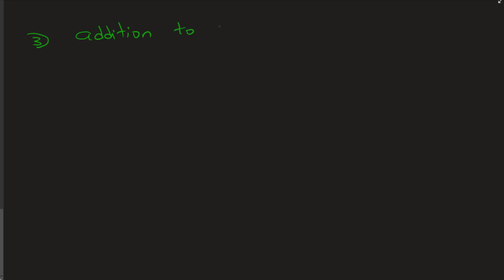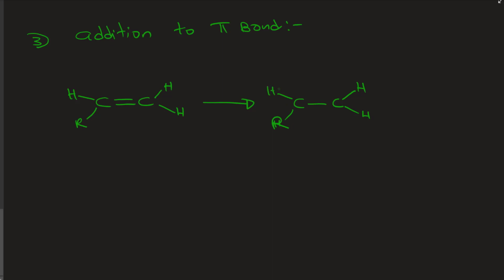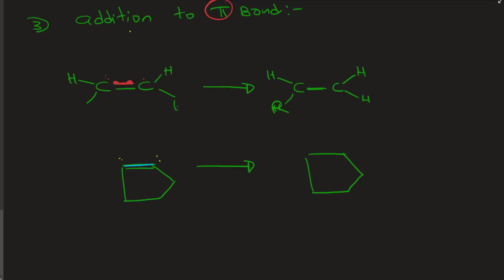Now the third one, addition. Now this one has a lengthy list, but we'll take few examples, right? So addition to the pi bond. In a pi bond, here's a pi bond, right? In a pi bond, there's one sigma and one pi actually. So these are the sigma bonds, all in green. I put it in the sigma bonds. So these are hard to break, but the pi bond, the red one, is easy to break, right?